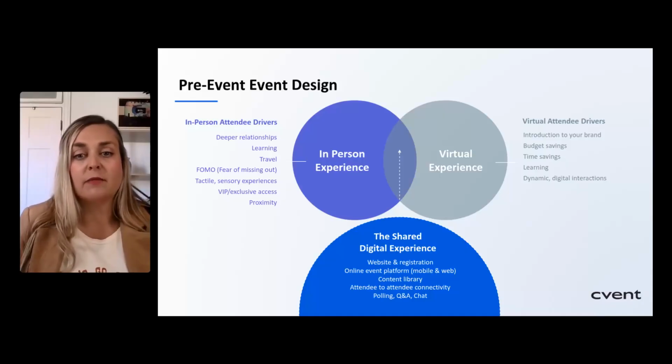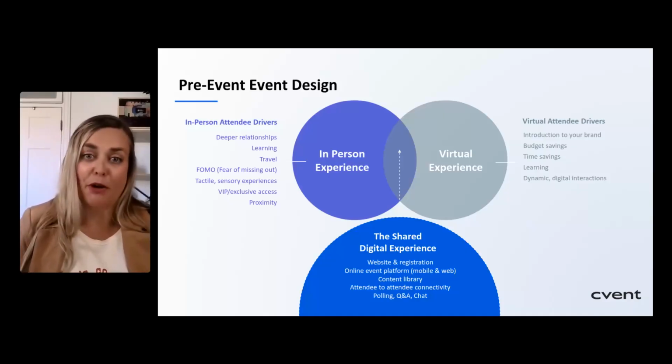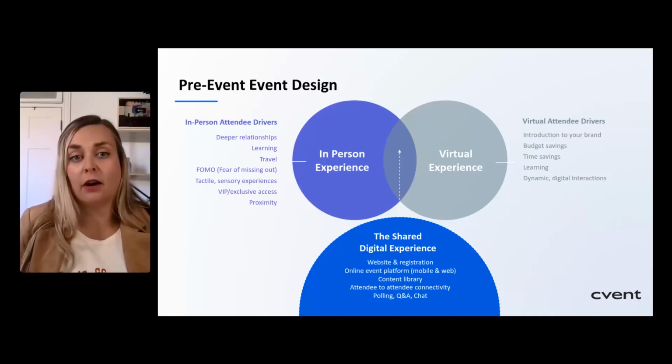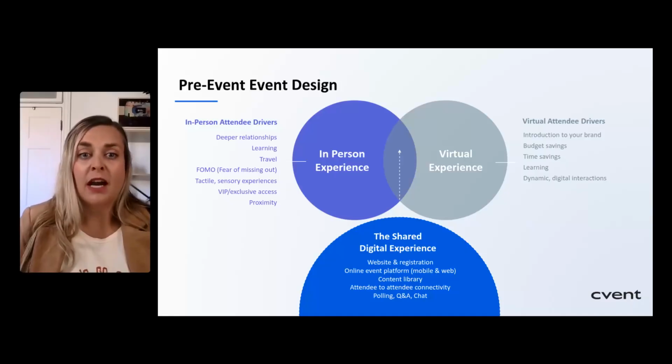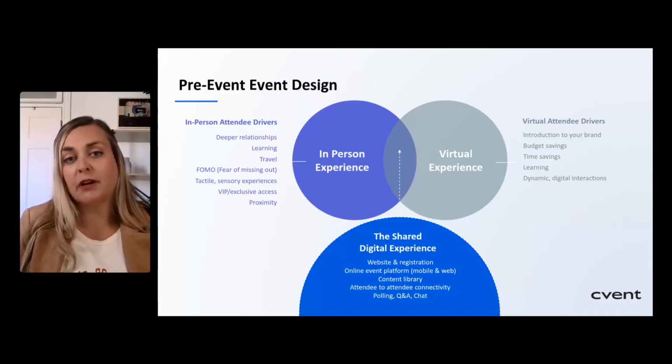So we try to make some dynamic digital sessions. We try to make it interactive online with different chats. You can see our accessibility bar that we're using here. We try to do that within our virtual experience. And then the last one that's not on here that I will talk about is accessibility.